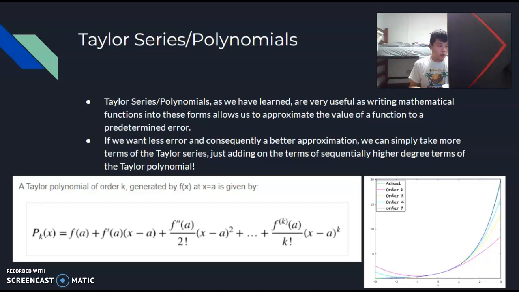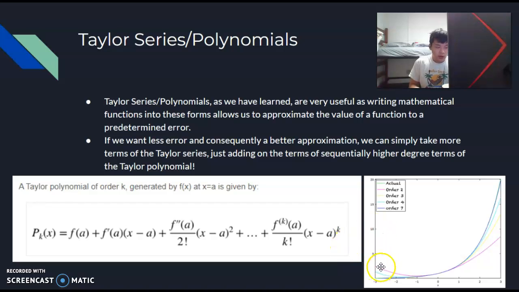A Taylor polynomial of order k generated by f(x) at x equals a is given by the general form, where each term is the kth derivative of the function at a, f^(k)(a), over k factorial, times (x minus a) to the power of k.